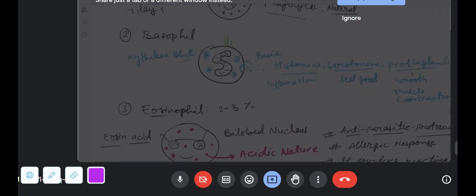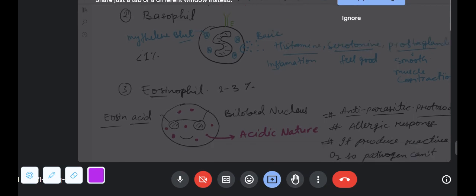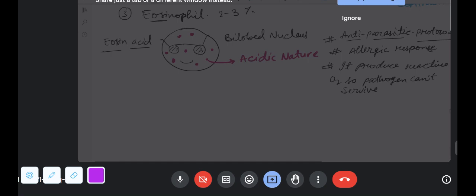The percentage of the basophil is less than 1%. Now we'll see the monocyte. So the monocyte is what? Monocyte has one nucleus. It doesn't have any special kind of shape.